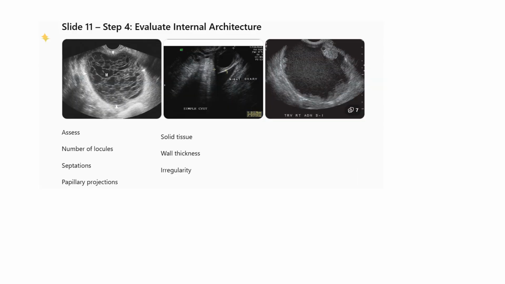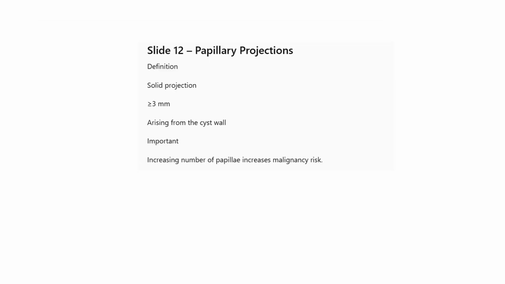Now step 4: evaluate the internal architecture. You can see here the reticular pattern, here the ground glass appearance, and some solid components with papillary projections. Assess the number of locules, septations, papillary projections, solid tissue, and wall thickness or irregularity. You have to assess all those when you're looking at an ovarian mass.